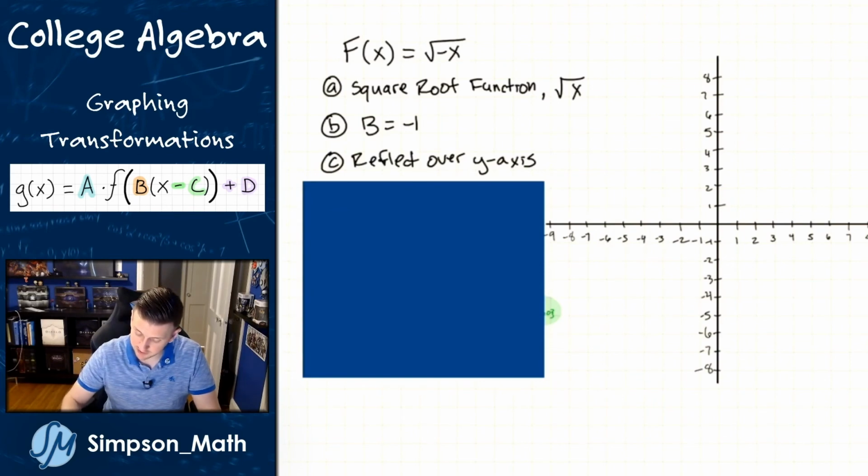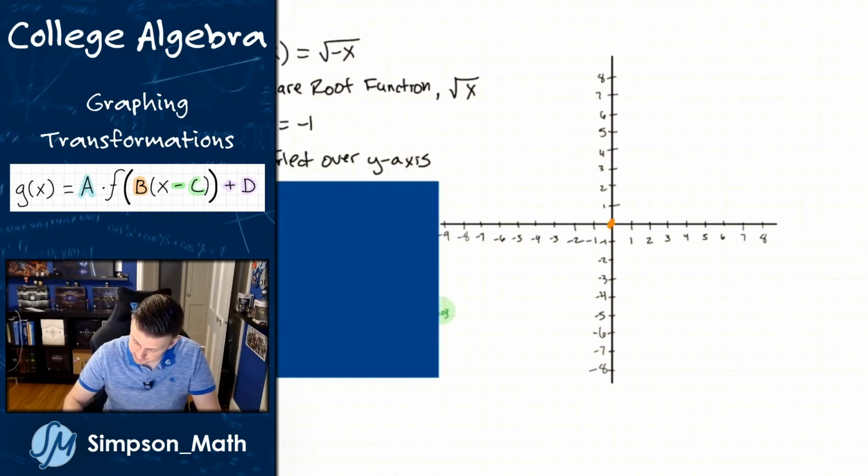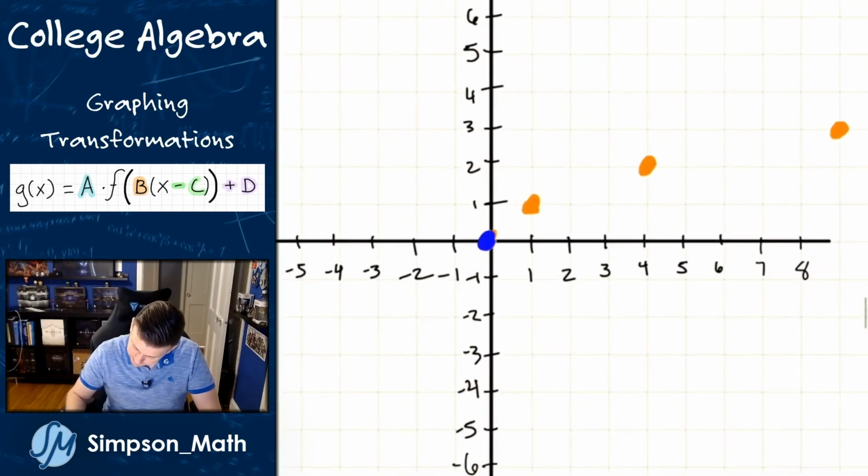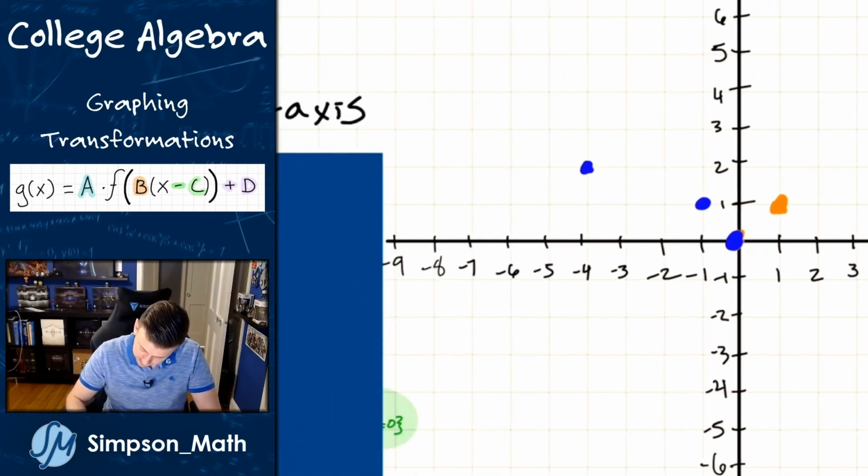So again, let me just quickly graph it. So 0, 0, 1, 1, 4, 2, 9, 3. And then here I'm multiplying all of my x's times the -1, so they just get negated, or just reflect over the y. So 0, 0 is still there. Reflected over the y-axis. Instead of going to the right, I'll go left. Instead of left, I'll go right. And there we have it.